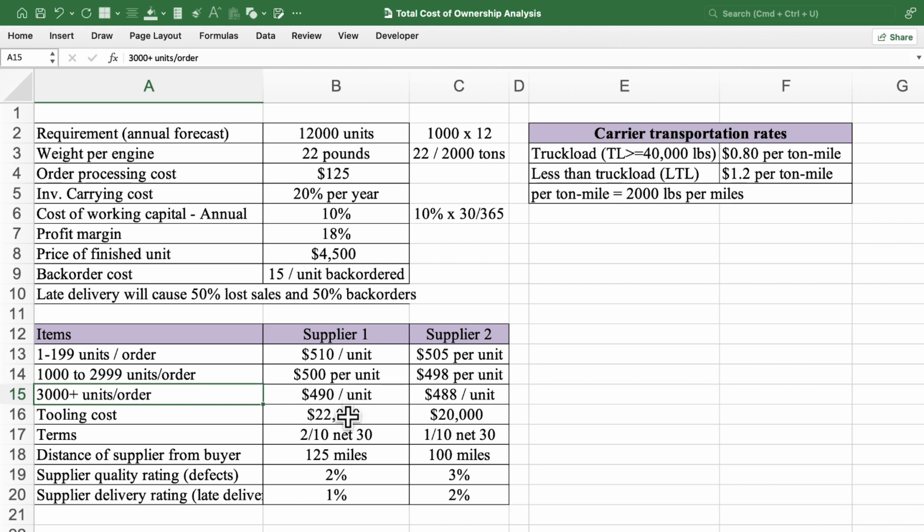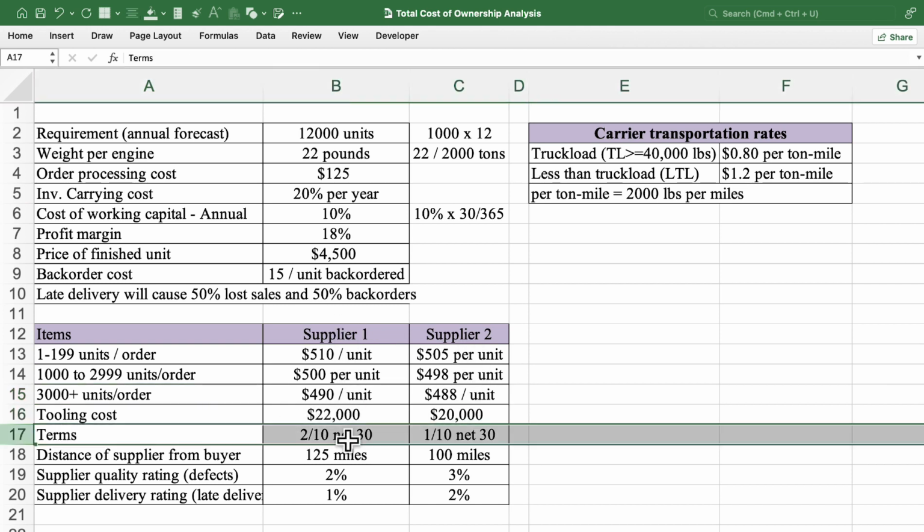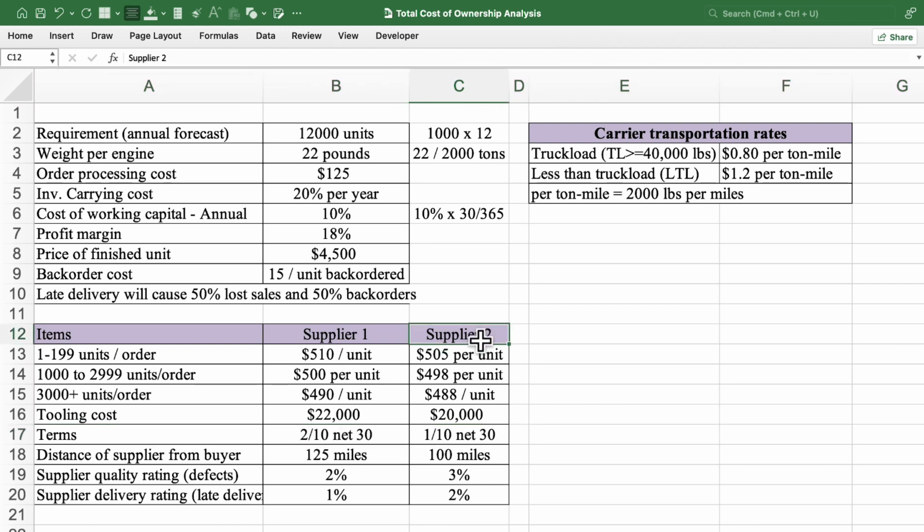Tooling cost is 22,000 for supplier 1 and 20,000 for supplier 2. Supplier 1 says if you make a payment within 10 days, they will offer a 2% discount, but in any case, payment is due within 30 days. Supplier 2 says 1/10 net 30, which means if buyer makes a payment within 10 days, they would be eligible for a discount of 1%, but in any case, payment is due within 30 days.